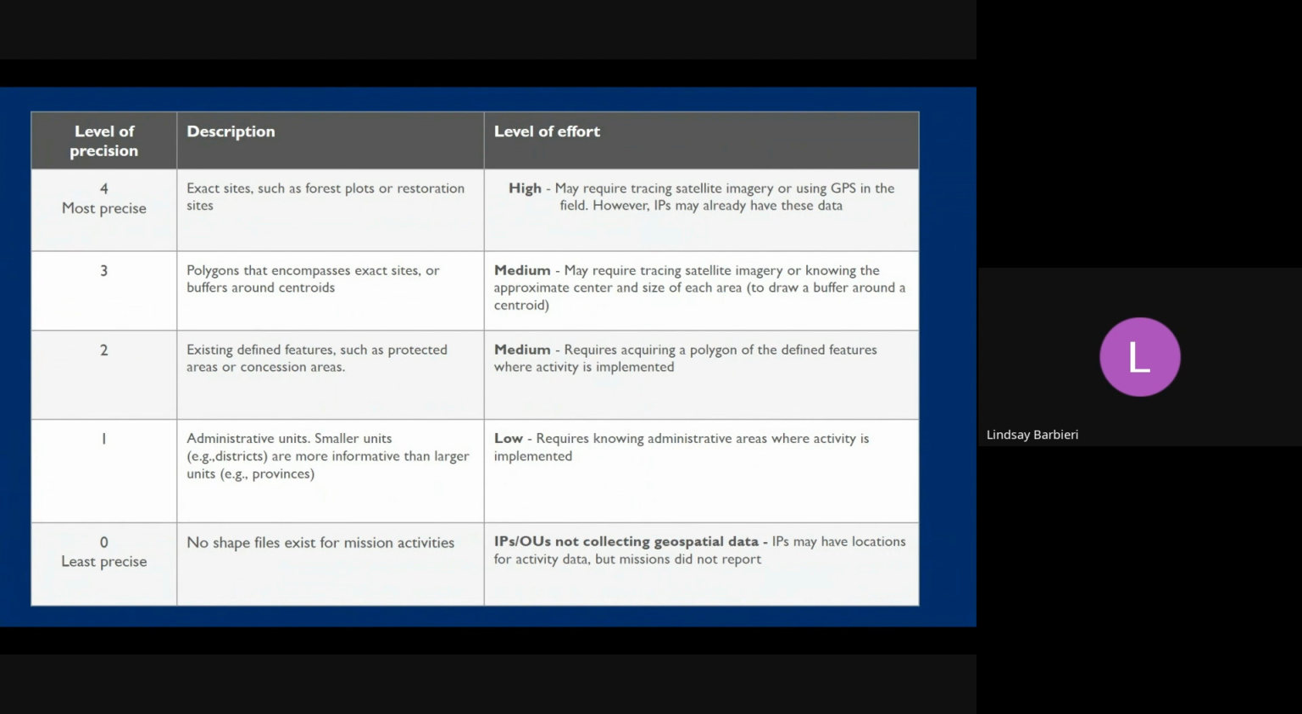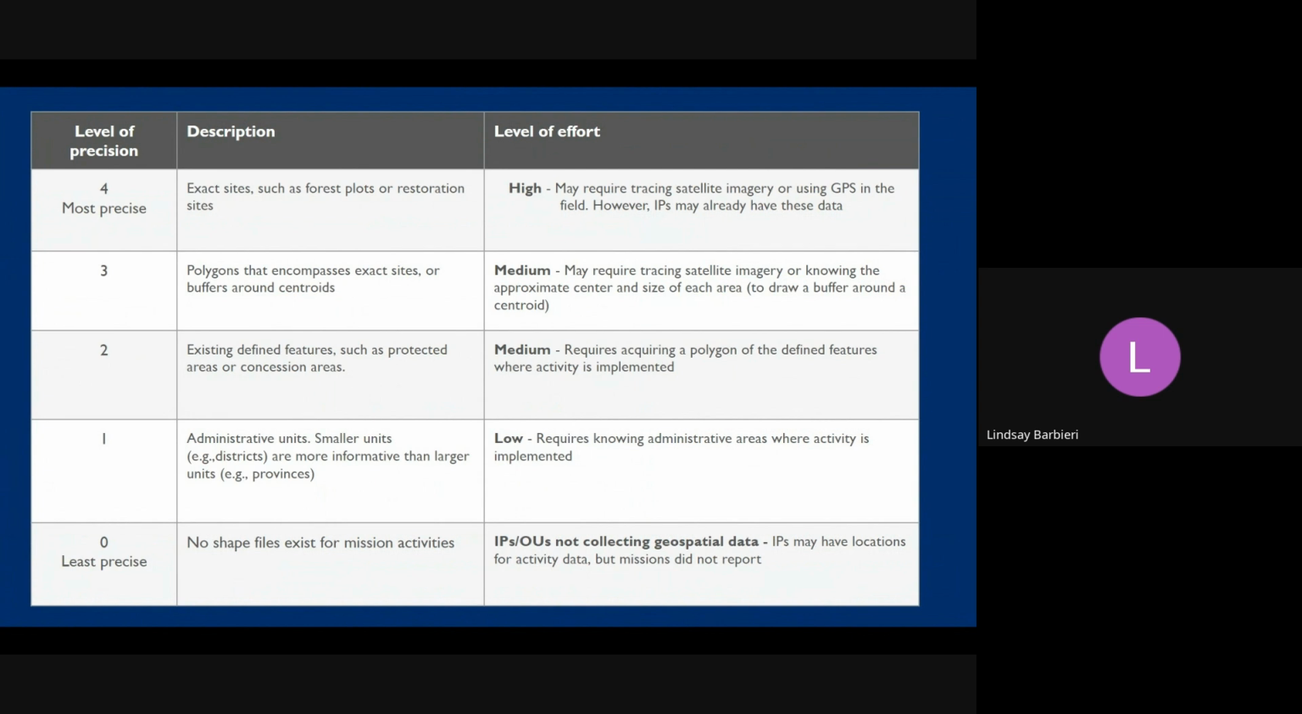Diving deeper into our specific indicator, EG 13.8, what's important here is that we're requiring and recommending of this indicator that the geospatial information is coming through at the most precise level of precision. Now, that being said, in our reporting of this indicator, we've seen a wide range or a spectrum of the level of precision of how this indicator is being reported. So the most precise level, again, is that exact site, such as a forest plot or a restoration site. And this level of effort is really high and requires a pretty familiar use of GIS.